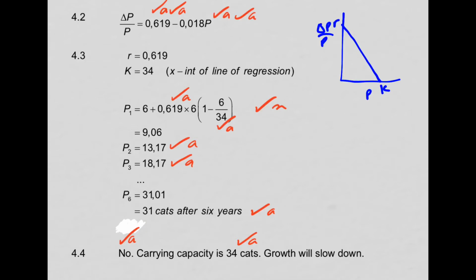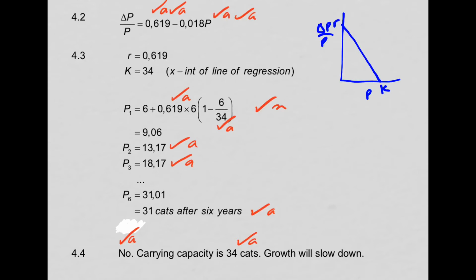Question 4.4. Is it fair to assume this cat population will continue to rise exponentially? Right, now one thing I want to point out here is that we were not looking for a general kind of criticism of the flaws of a Malthusian model. We were looking for you to specifically use the words carrying capacity, because it says, is it fair to assume this cat population? So it's referring to this model, which is a logistic curve.